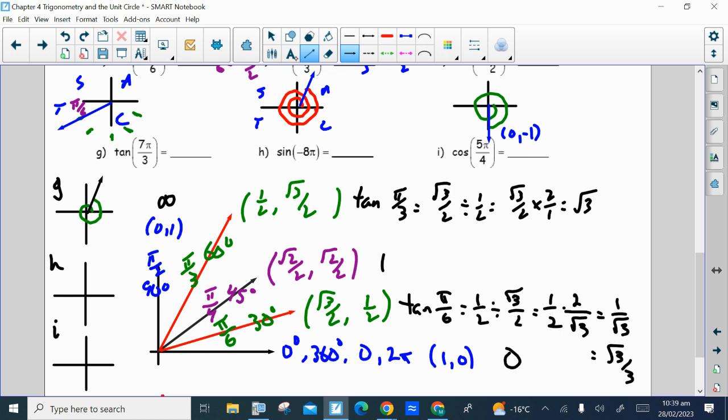So that's where we are. Using the CAST rule, this is the A quadrant, which means they're all positive there. So this will equal the positive tangent of the reference angle, which is pi on 3. Same denominator as the rotation angle. And at pi on 3, we have our tangent written. It's positive √3.